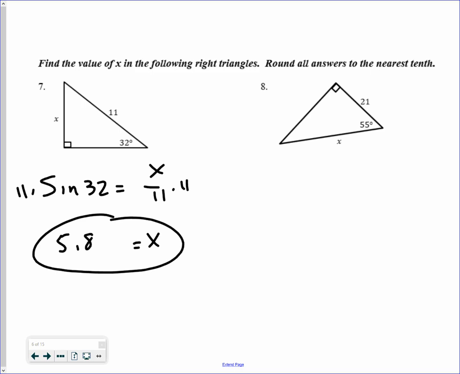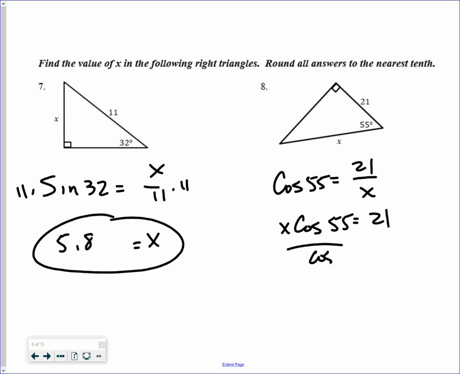Next one, I am given the adjacent, and the hypotenuse is what I'm trying to find. Multiply both sides by x and divide by the cosine of 55. So x would equal 21 divided by the cosine of 55, which is 36.6.